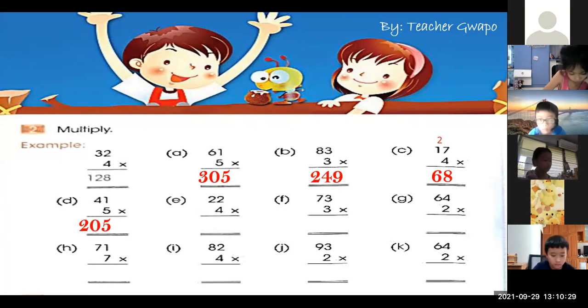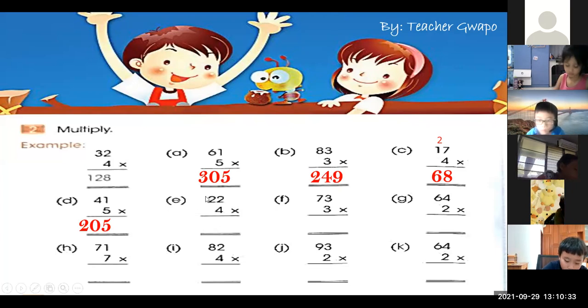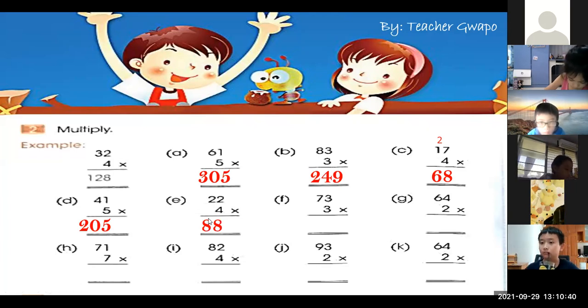Now here, letter E is very easy. 2 times 4 is 8. Again, 2 times 4 is 8. So that is 88. Letter E is very easy. Letter F. How about letter F? What's your answer?